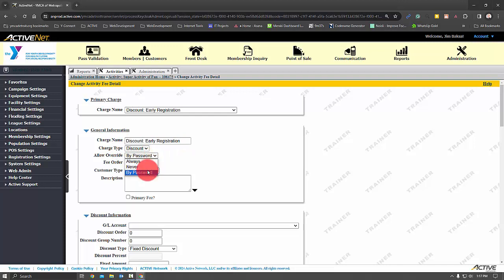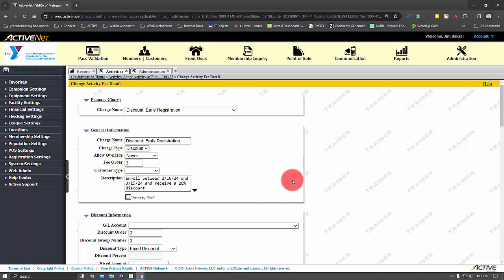Okay. So it's going to be a discount. We're going to allow a password to change the discount. I'm actually going to set this one to never because we're going to rely on the dates to do it for us. My fee order is going to be 3. My discount description is going to be: enroll between February 10th, 2024, and March 15th, 2024, and receive a 20% discount.